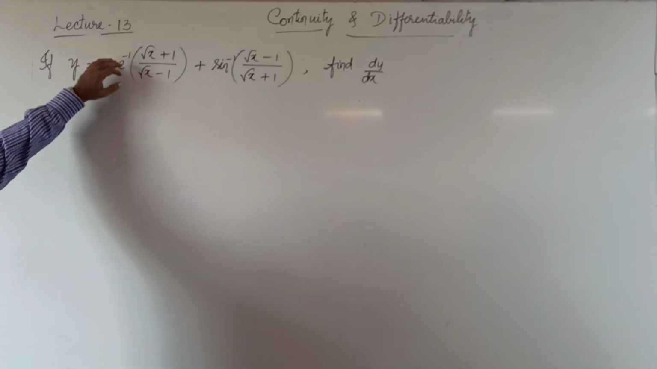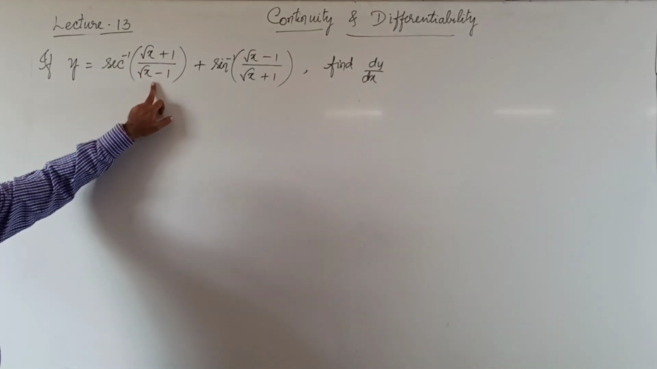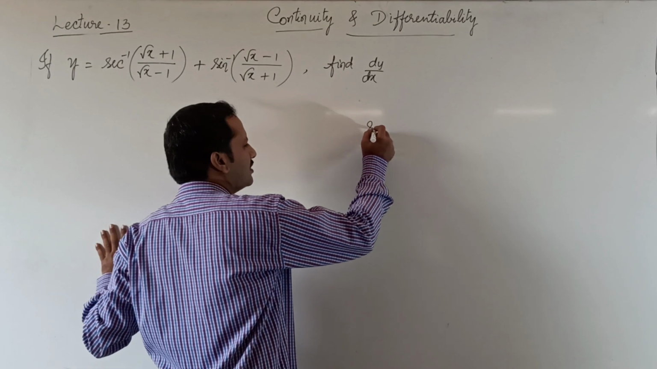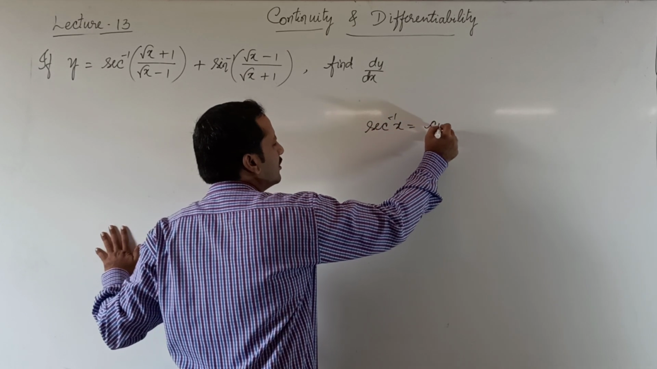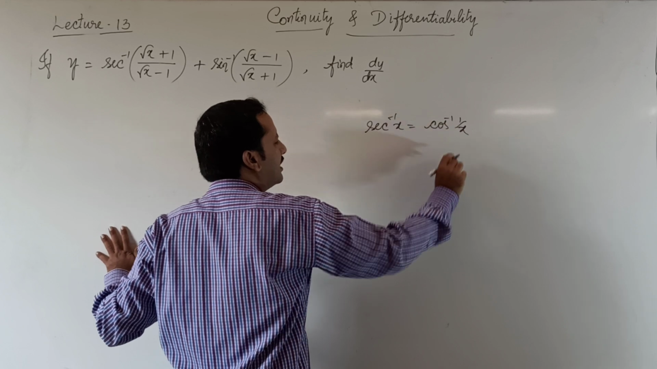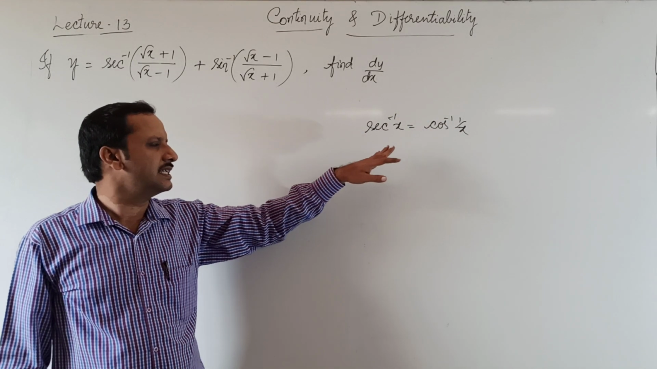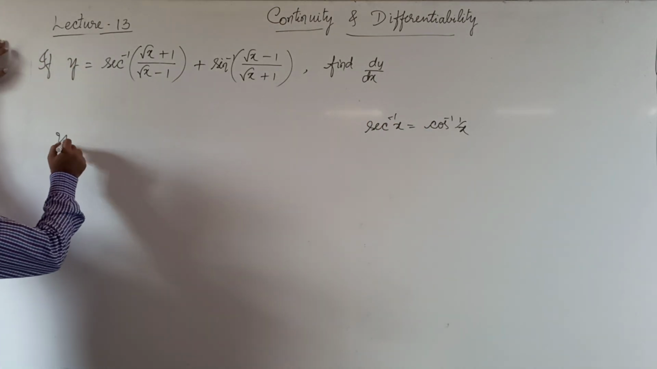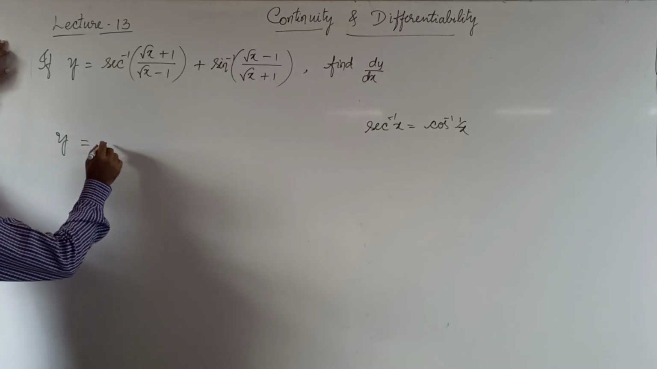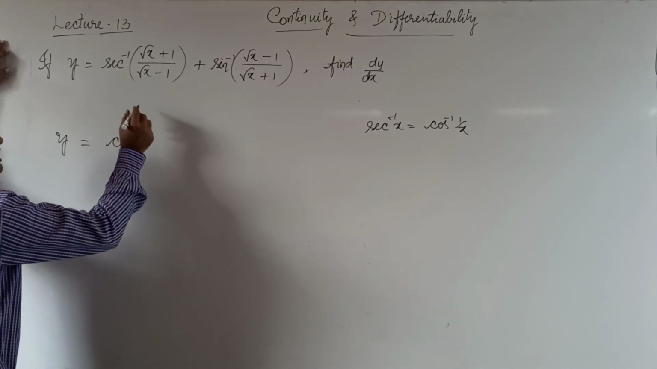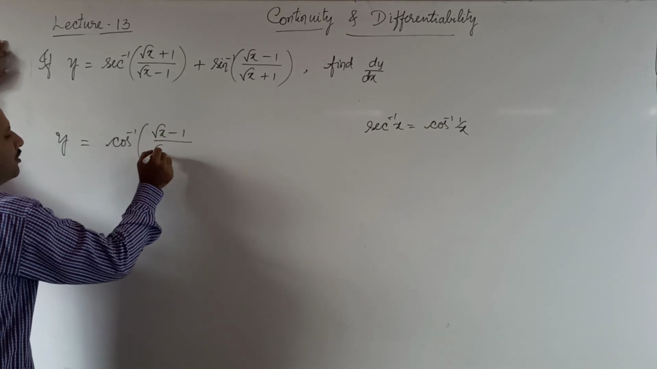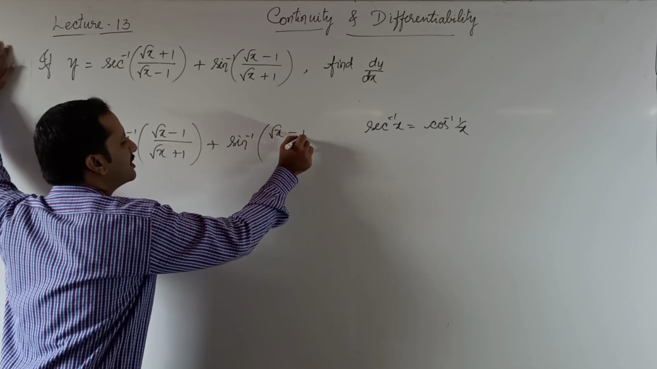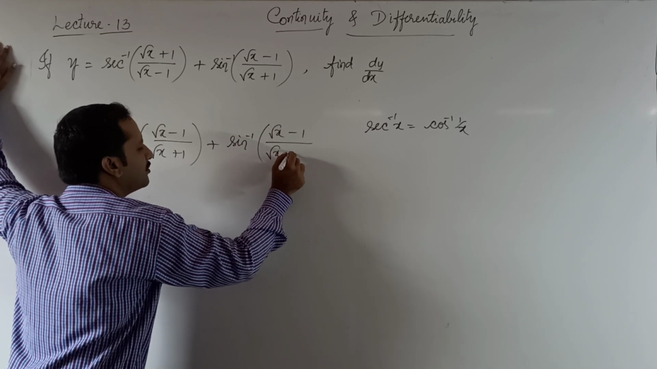You just observe here. Here you have secant inverse of root x plus 1 by root x minus 1. I would like to write this in terms of cos inverse. You know one formula: secant inverse x can be written as cos inverse of 1 by x, which I learned in our other chapter, inverse trigonometric functions. So secant inverse of root x plus 1 by root x minus 1 can be written as cos inverse of its reciprocal, which is root x minus 1 divided by root x plus 1, plus sin inverse of root x minus 1, the second term you will retain as is, divided by root x plus 1.